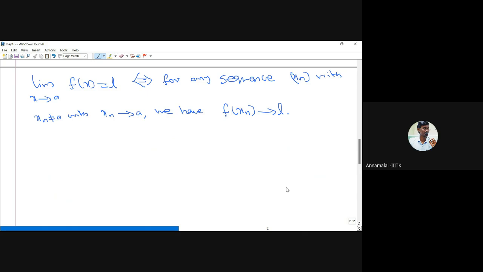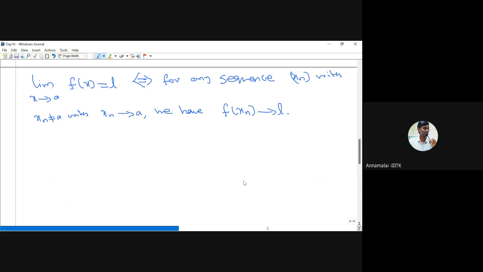Maybe I will state that definition later if possible. Anyway, that is not an issue. Now let me state how to find the right hand limit and the left hand limit of a function at the point.